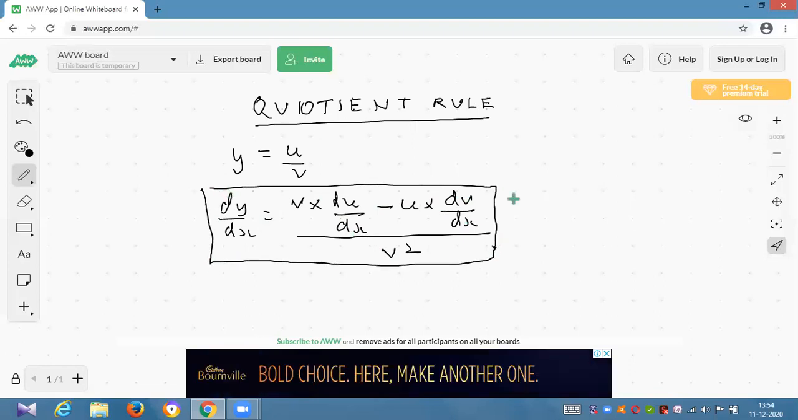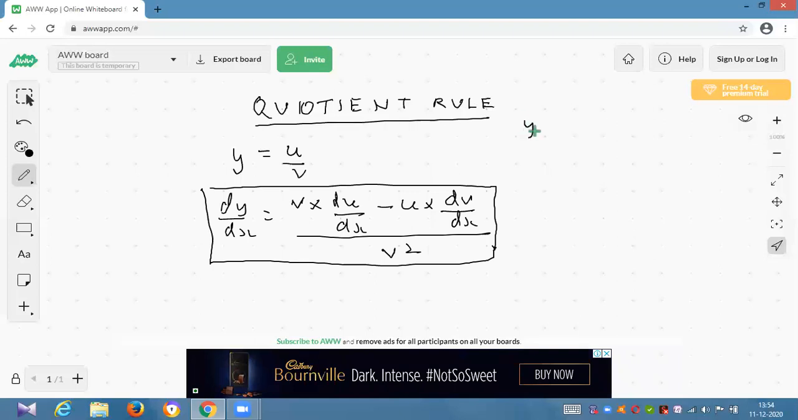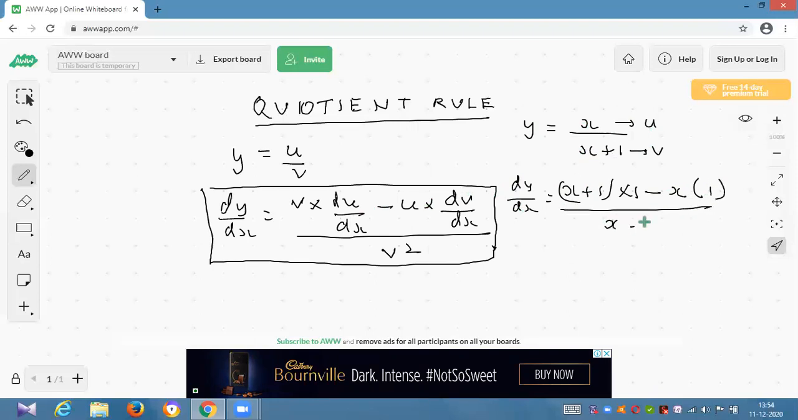Under quotient rule, we can have sums like this. If I give you y equals x by x plus 1, here we need to apply quotient rule. That's because this is your u and this is your v function. Both are functions of x. So if I'm writing the derivative of it, the first thing is v, which is x plus 1, into differentiation of u, which is 1, minus u, which is x, into differentiation of x plus 1, which is 1 again, whole divided by x plus 1 whole square.